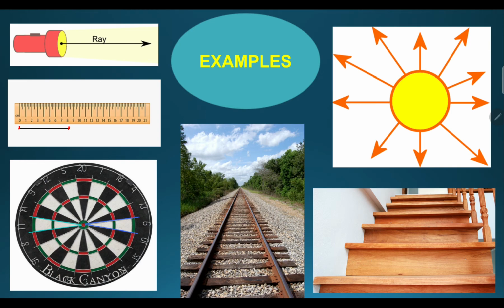This central point of the dart, this is known as point. The rays from the sun, these are reflecting rays. The breadth of the stairs, this is reflecting line segment, because this is fixed. We cannot extend it in any direction. And the length of the railway track, it is example of line. It is extendable in both the direction. It has no end, right?